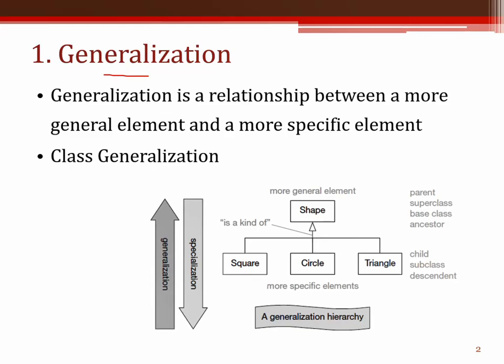For example, in this diagram, you can see Shape is the general class. The other names for the general class are parent class, superclass, base class, or ancestor class. The other three classes, Square, Circle and Triangle, form specific shapes, which are called child class, subclass, or descendant class. When we move from top to bottom, it is a more specialized relationship, and when we move from bottom to top, it is a more generalized relationship.